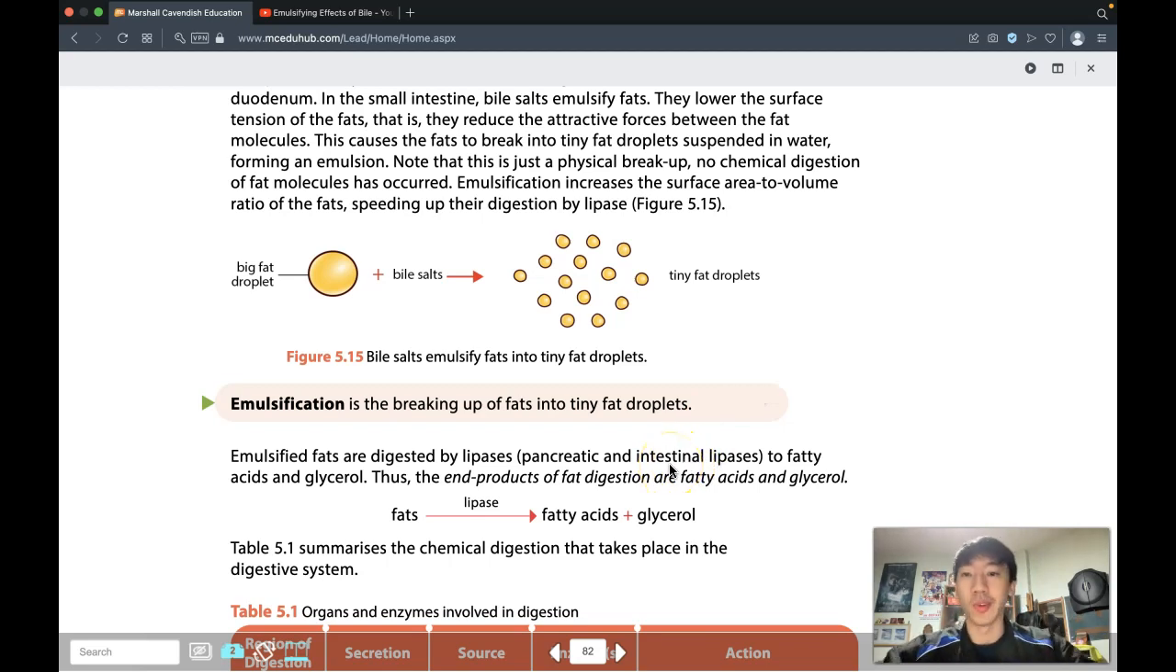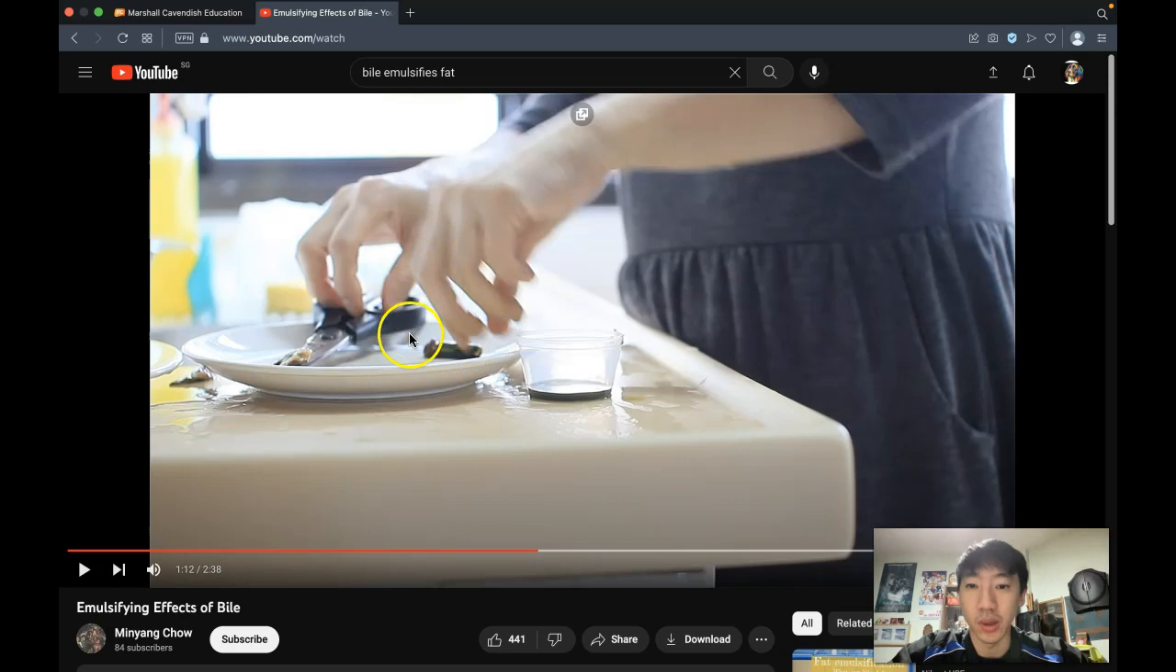Okay, so in the previous video, we were talking about emulsification of fats into tiny fat droplets, right, using BAO. Just wanted to show you a quick video about how BAO works. So here, this lady has cut out the gallbladder, alright, and that was where the BAO is being stored.